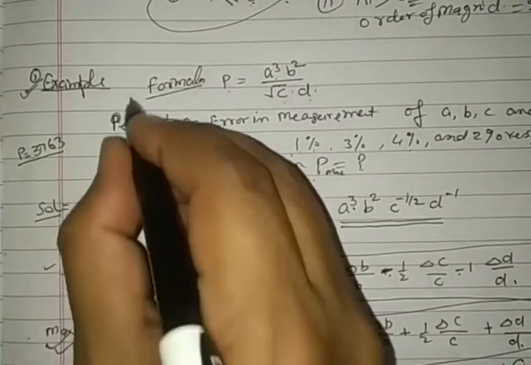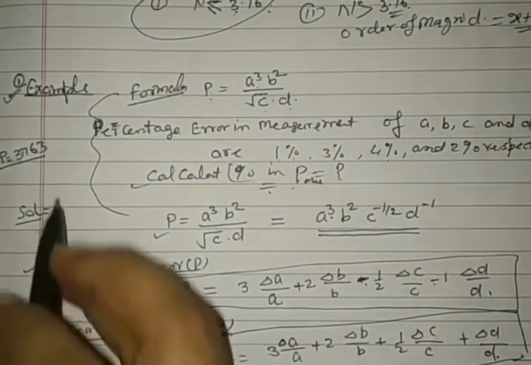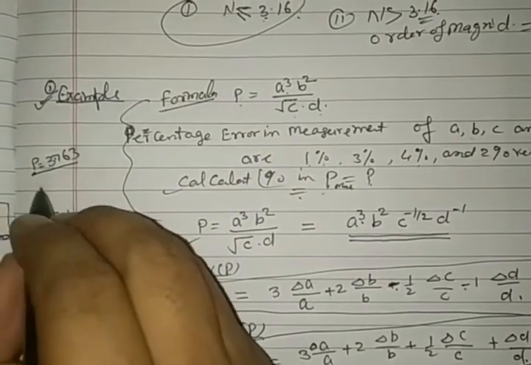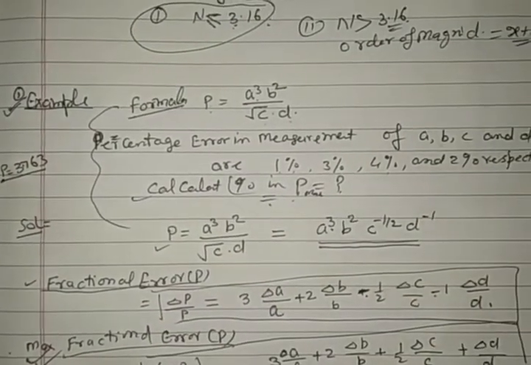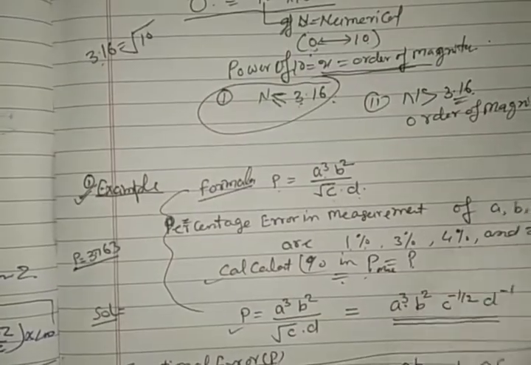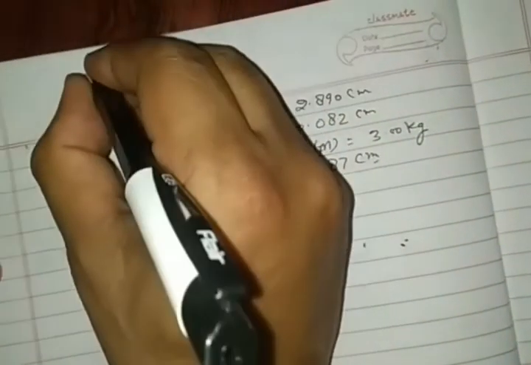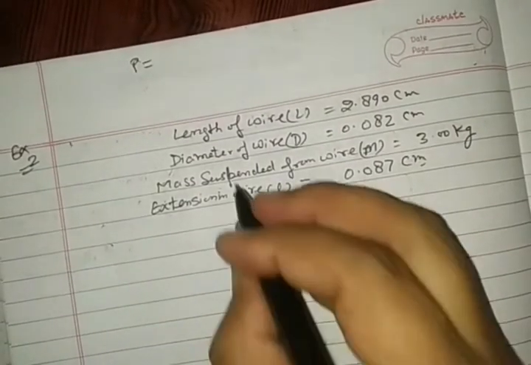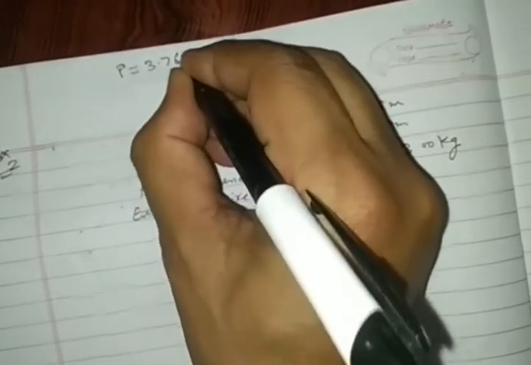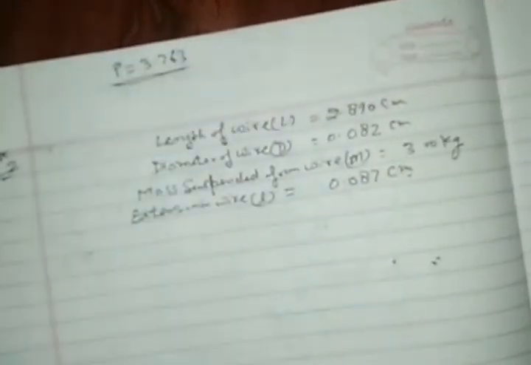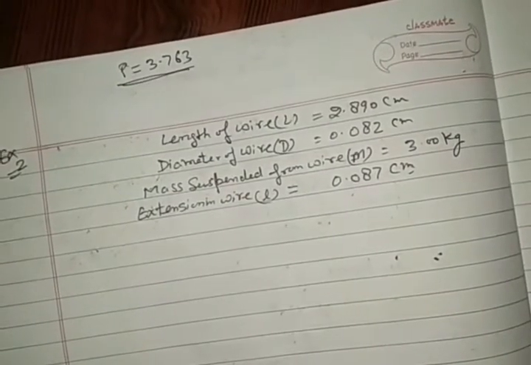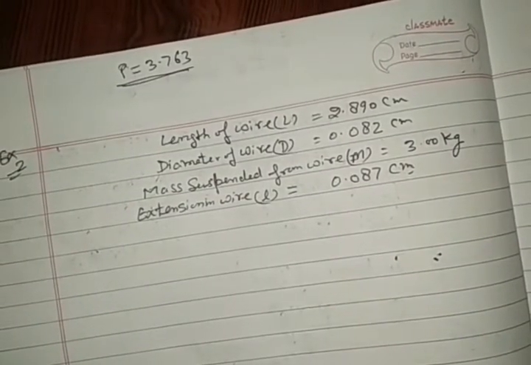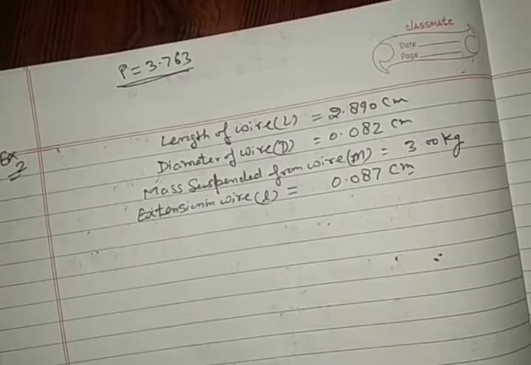Now please see the second part of this question. A student, keeping all the values, obtained the value of P as 3.763 while doing the experiment. The question asked is, if this is the value, then to what value should it be rounded off in the result?